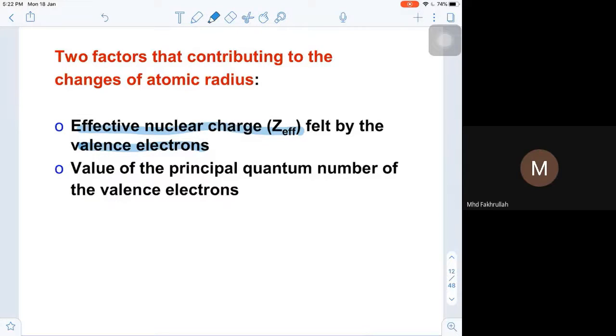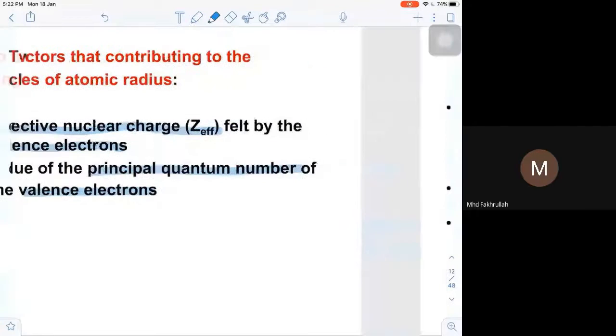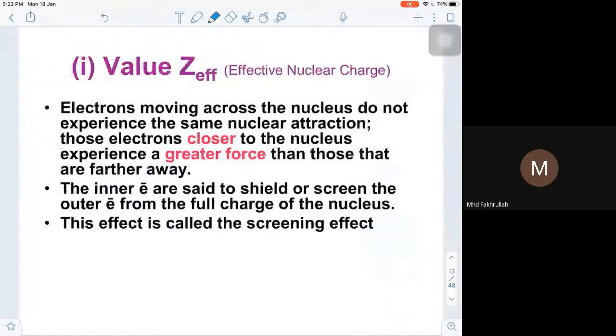And then the second factor is the principal quantum number of the valence electron, which is n of the valence electron. These are the two factors. Let's look at them one by one. The effective nuclear charge is the factor that determines why across the period the size decreases. Let's look at the explanation.